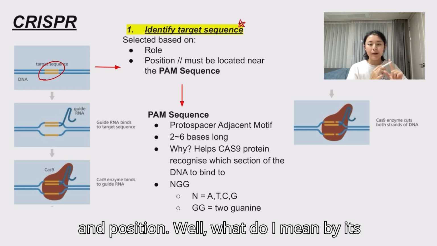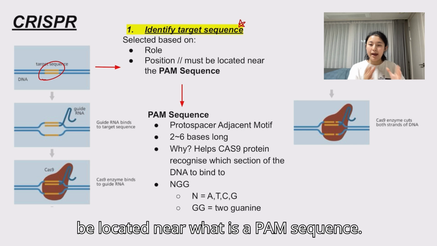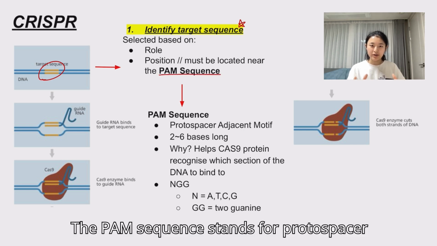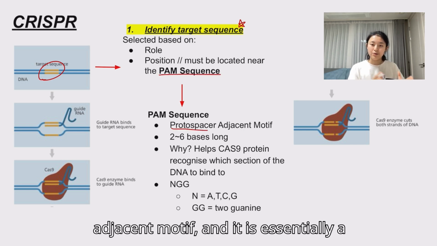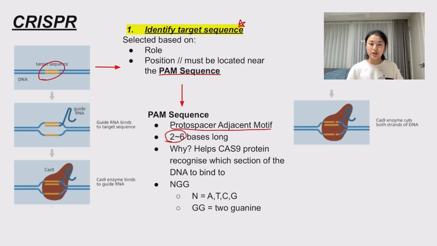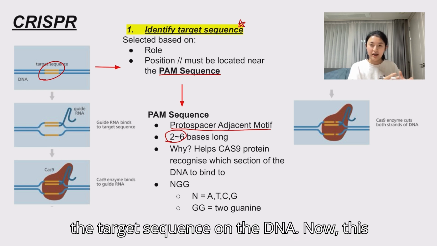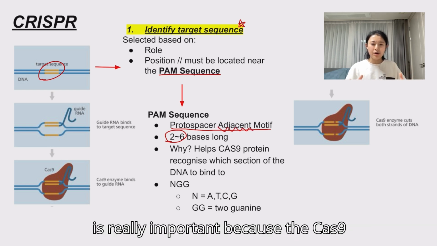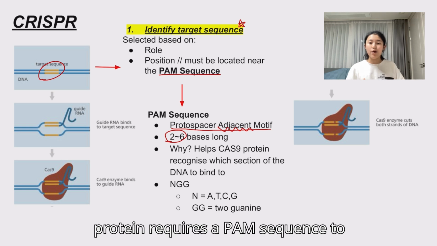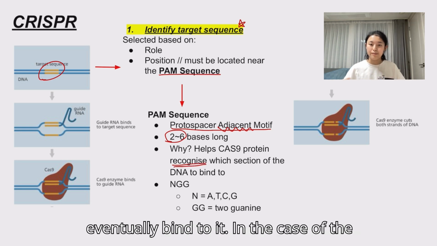Well, what do I mean by its position? Well, the target sequence must be located near what is a PAM sequence. The PAM sequence stands for protospacer adjacent motif, and it is essentially a short DNA sequence, typically only 2 to 6 base pairs long, located adjacent to the target sequence on the DNA. Now, this is really important because the Cas9 protein requires a PAM sequence to recognize and interact with the DNA and eventually bind to it.